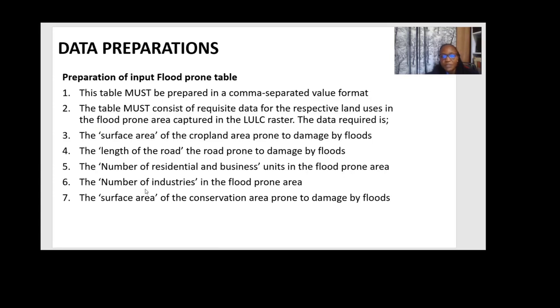So step 2 or step B of this data preparation is to know how to prepare the input flood-prone table. And there are 7 instructions that are very key that we must follow. The table must be prepared in a comma-separated value format, the CSV file that I was talking about. The table must consist of the requisite data for the respective land uses in the flood-prone area captured in the land use land cover. The data required is the surface area of the cropland prone to damage by flood, the length of the road, the number of residential houses and businesses, the number of industries in the flood-prone area, and finally the surface area of the conservation area prone to floods.